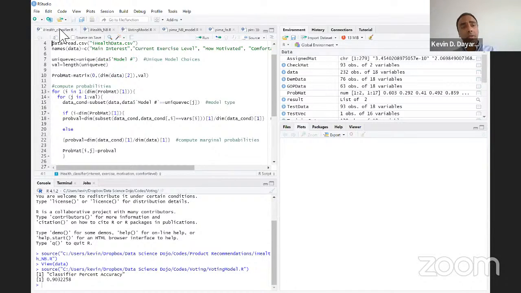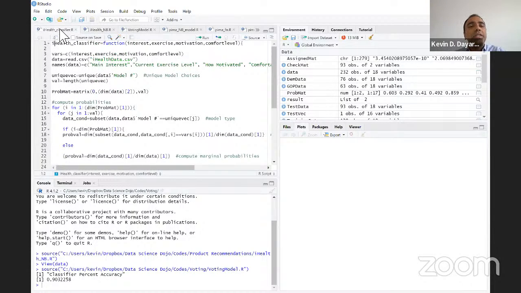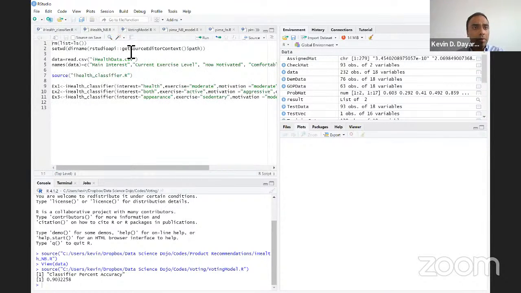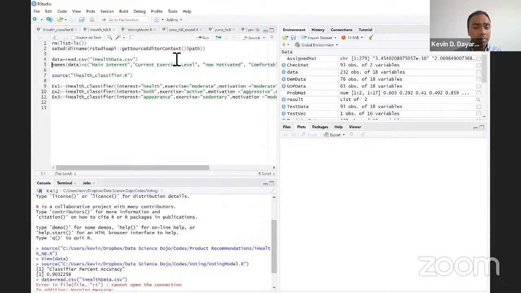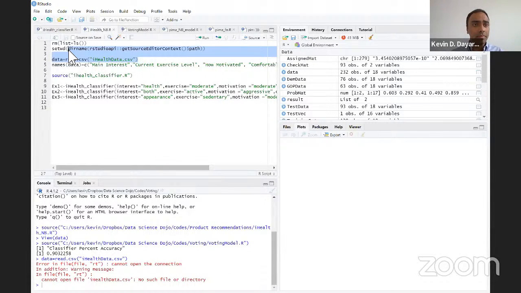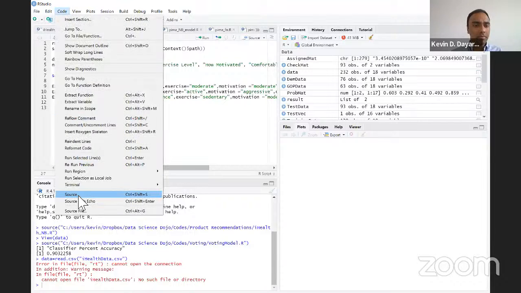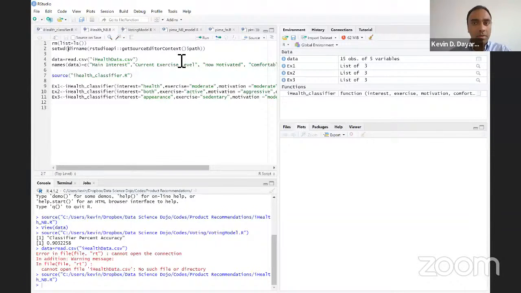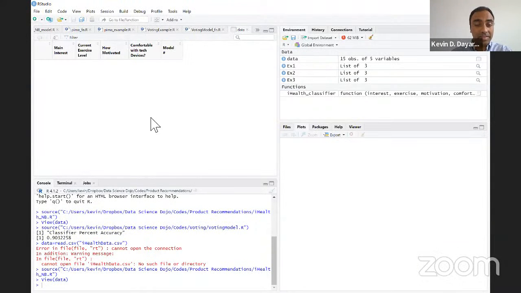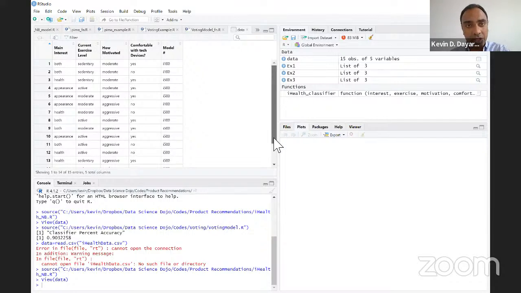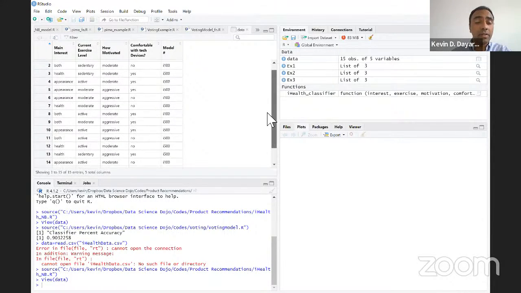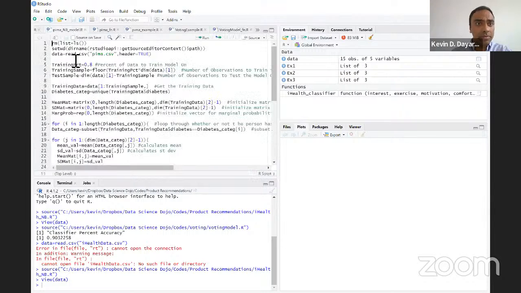This is the classifier. This is a function in R that takes into account the interest, exercise, motivation, and comfort level. And it loads the data which I provided to you via CSV file. I will load this for you so you could see it. So here is the data. I just put this into a CSV file, which can be constructed in Excel, and then you can load it into R using the read.csv function.